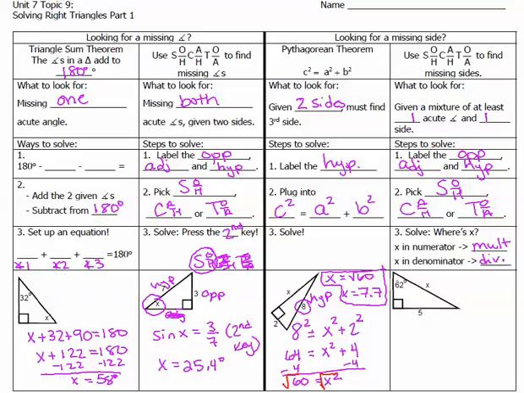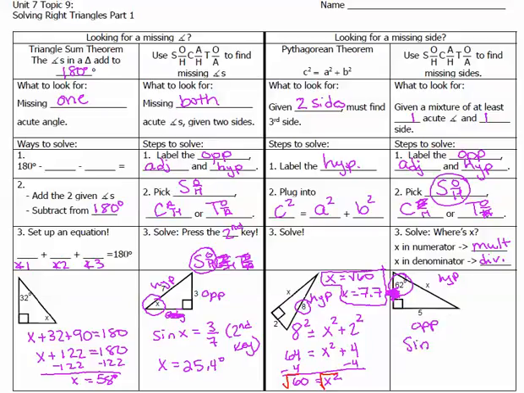So step 1 was picking my angle. I label my opposite, my hypotenuse, and my adjacent. The adjacent has nothing by it, so I get rid of that. When I get rid of the adjacent, I'm going to get rid of the A up here. I'm going to pick SOH.